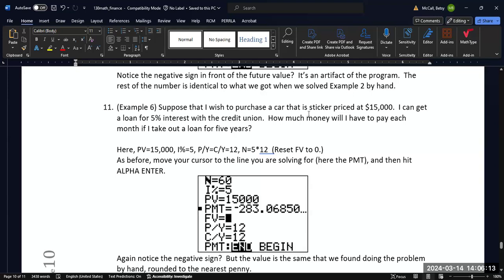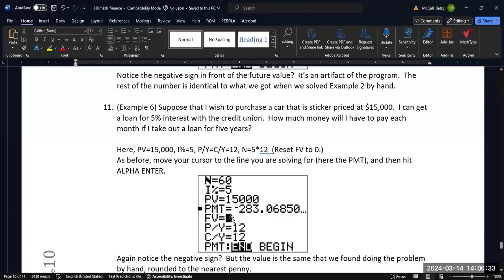So I wish to purchase a car that is sticker priced at $15,000. I can get a loan for 5% with the credit union. How much money will I have to pay each month if I take out a loan for 5 years? So N is 5 times 12, so that's 60. Our PY and CY is 12 because our payments are monthly.